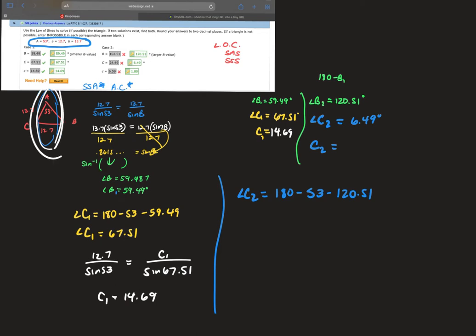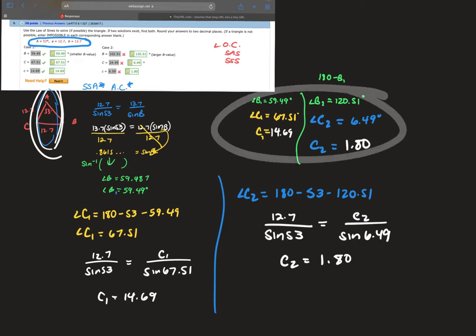So I use the A's from the original, 12.7 over the sine of 53 equals side C2, which is what I'm trying to find, over the sine of 6.49. 12.7 times the sine of 6.49 divided by the sine of 53, and I get side C2 equals 1.797, so 1.80 would be side C2. And then all 6 of these would be part of your answers.